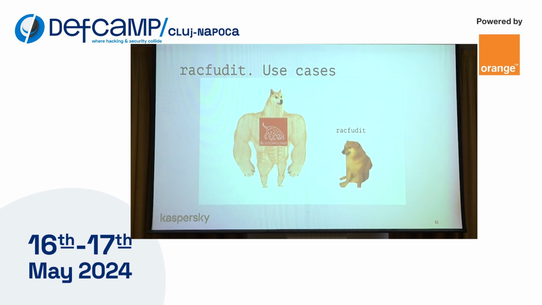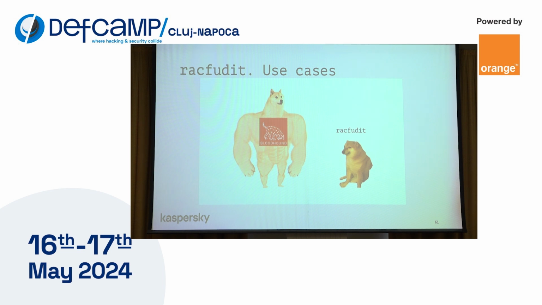I think you know a similar tool, BloodHound. It has a huge community, and it helps with searching for Active Directory misconfiguration. But what about RACFudit? Its development is only beginning.